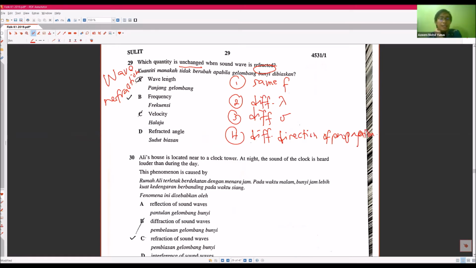Okay, so let's see. Unchanged frequency, velocity will be changed, refracting angle will be changed. The answer is going to be B. So the rule comes here. For every type of wave phenomena, refraction, reflection, diffraction, interference, the frequency will not be changed. So all the frequency will be the same, constant. So remember that.